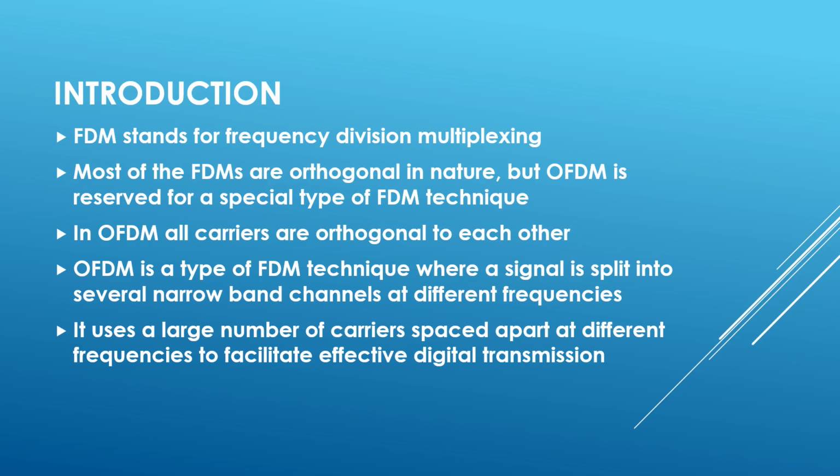Introduction. As we all know, FDM stands for frequency division multiplexing. Most of the FDMs are orthogonal in nature, but OFDM is reserved for a special type of FDM technique we will be discussing in this project. In OFDM, all carriers are orthogonal to each other. OFDM is a type of FDM technique where a signal is split into several narrow band channels at different frequencies. It uses a large number of carriers spaced apart at different frequencies to facilitate effective digital transmission.